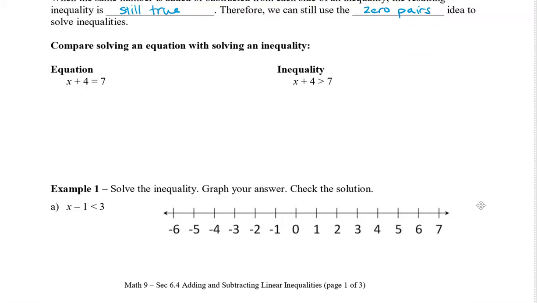Here we have an equation, x plus 4 equals 7. We're going to subtract 4 from both sides, and we have x equals 3. Here we can see that there is only one solution, and that solution is 3.